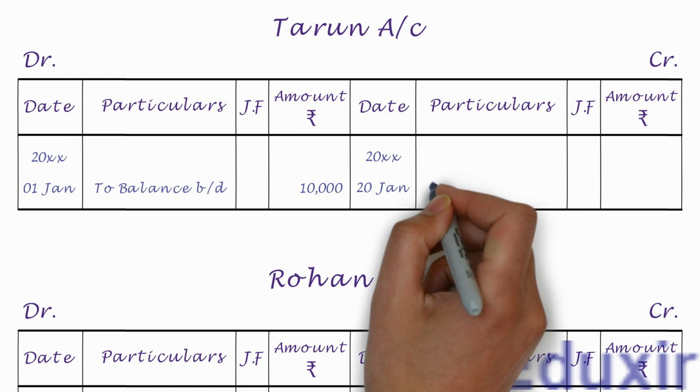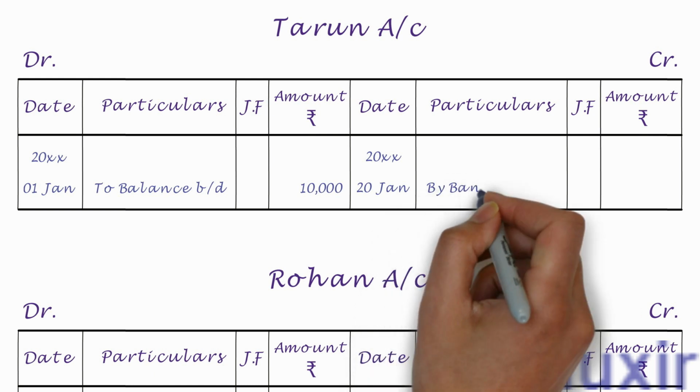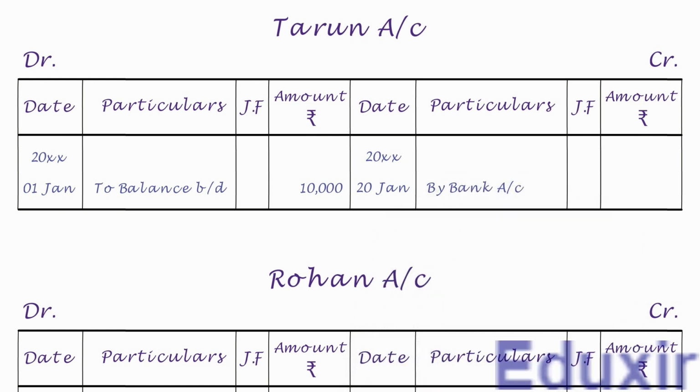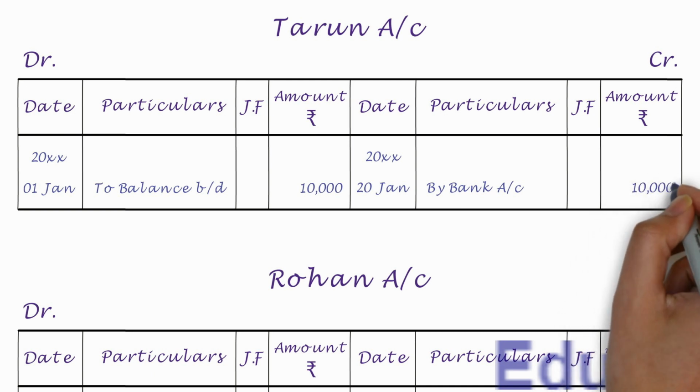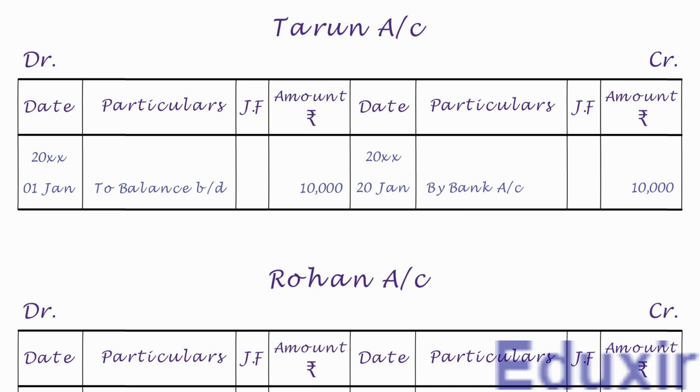We need to write by bank account into the particulars column. Let us write the credit amount of 10,000 rupees into the amount column. With that, we have completed the posting of this journal entry into Tarun account. Let us now take up the next entry.